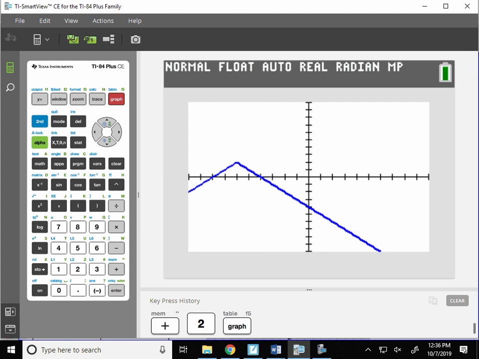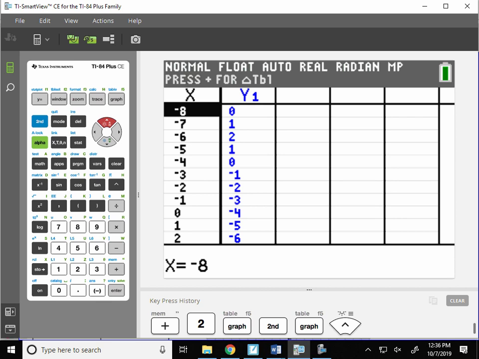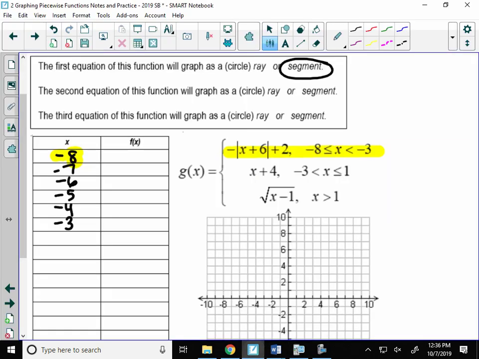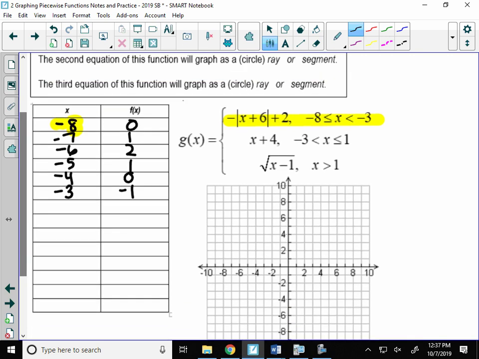All right, so let's look at our table then. So we want to scroll through our table here and plot all those numbers from -8 to -3 here. Okay. We'll plot those. And then you can plot that over here. So -8, 0. And -8 will get a closed dot. And an open dot at -3. So you can see it's a piece of that absolute value.